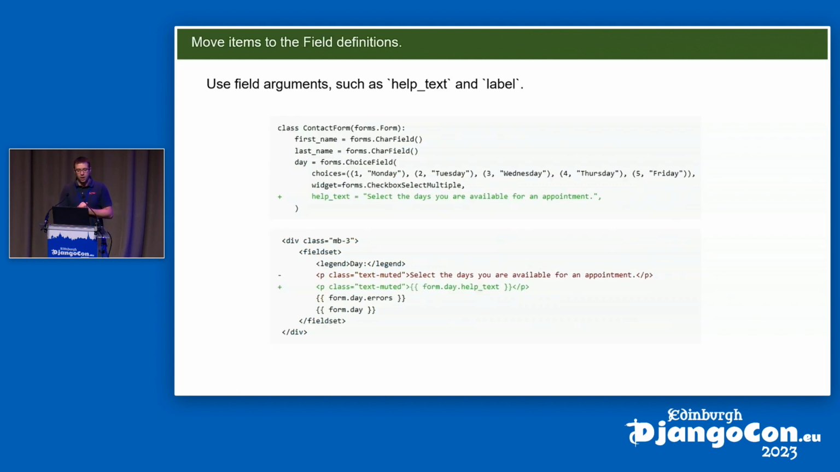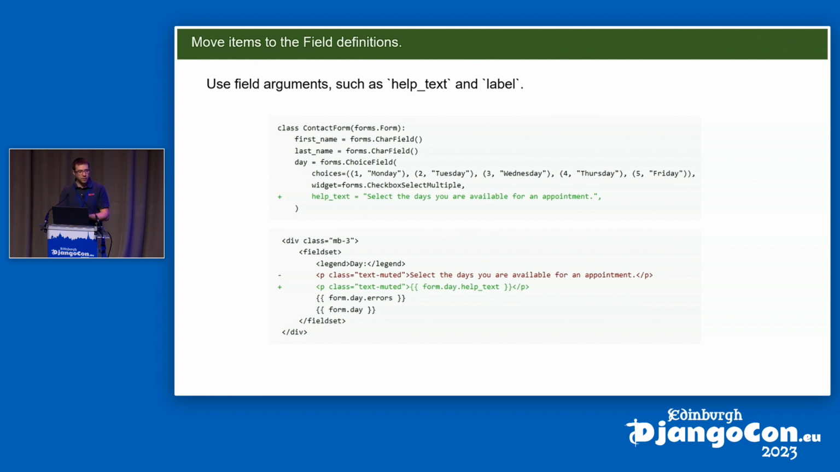So the first thing I would recommend folk do is use all the field arguments. You can set help text and labels and label suffixes on your field in your form definition. So here we can take that custom logic that's currently sitting in our template and define it on the field instead. And then in our template, we can access that through the help text attribute on that bound field instead. So we're starting to generalize the template logic.